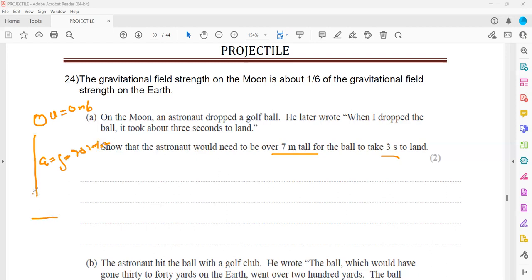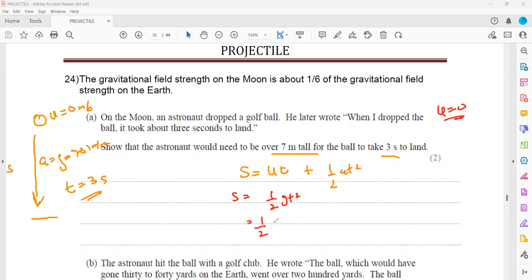So if we say it is taking 3 seconds to land, from which distance is it dropped? We'll use the equation of motion s equals ut plus half at squared. This is a very common equation, mainly for falling objects or objects which are launched upward, or a projectile. We normally use the initial velocity as zero. The initial velocity is zero, so it will be s equals half g t squared.